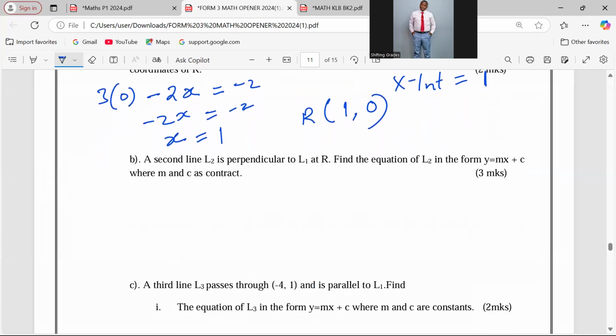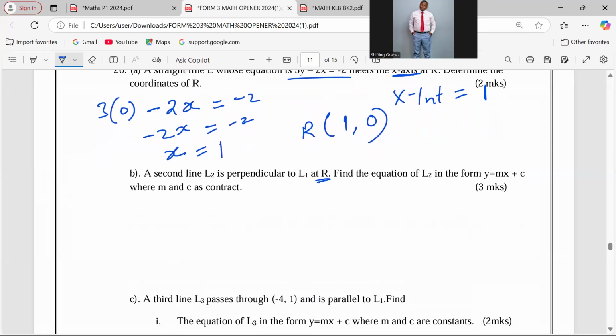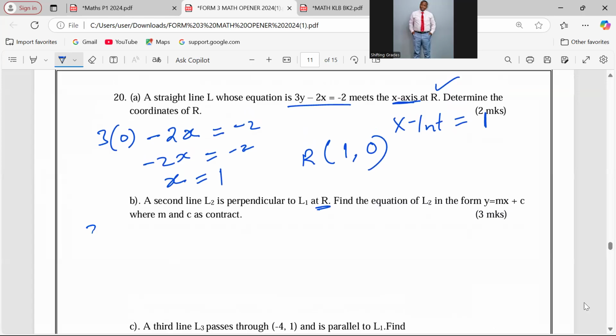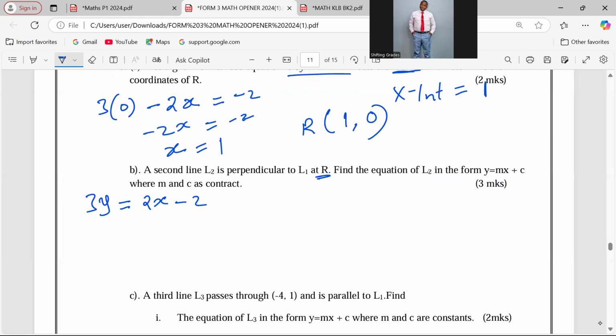Part B. A second line, L2, is perpendicular to L1 at point R. So L2 is passing through point R. Find the equation of L2 in the form y equals mx plus c. So we have to talk about the gradient of L1. 3y equals 2x taken to the other side, minus 2. So I'm rearranging the equation now. The value of y will be 2 over 3 x minus 2 over 3.